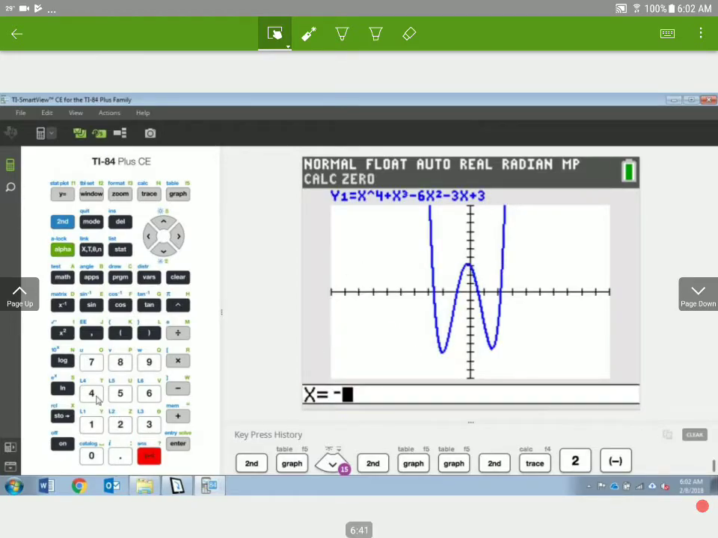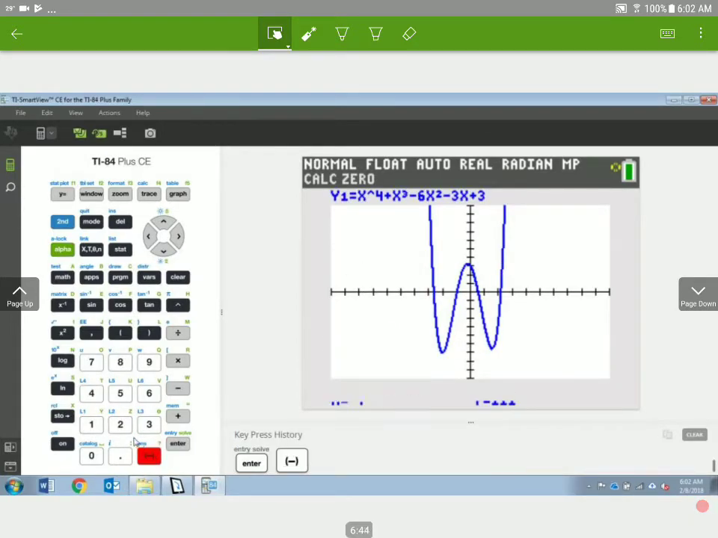Left bound, let's say negative 4. Right bound, negative 2. So give me those bounds. So again, left side is negative 4, right side is negative 2. And then let it calculate. So I have a 0 at negative 2.70.